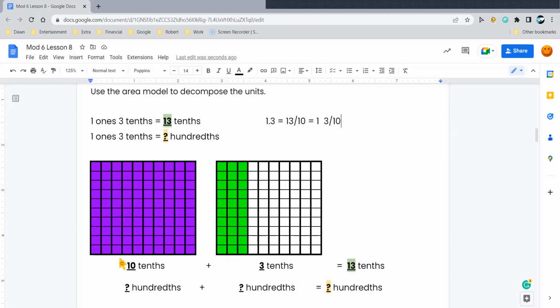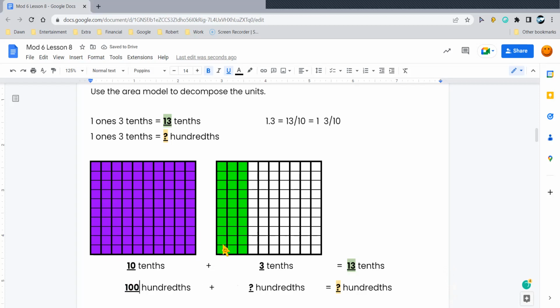Now let's go ahead and do our hundredths. Now our hundredths, we know that there's 10 columns. Let's see how many rows we have. 1, 2, 3, 4, 5, 6, 7, 8, 9, 10. Now we've learned that if we multiply our length and our width together, we get the area of what's inside. So if I multiply 10 by 10, I'll know that there's 100 boxes right here. So I'm going to write 100, and then I'm going to do the same thing here.